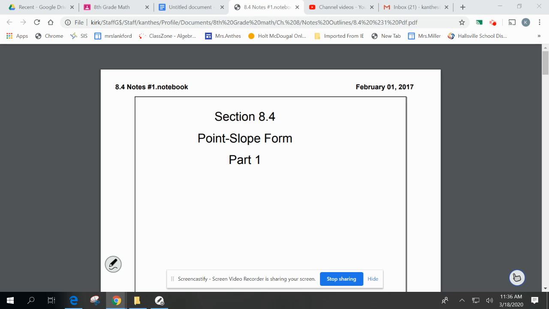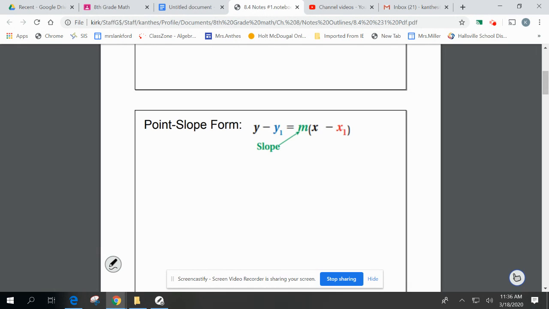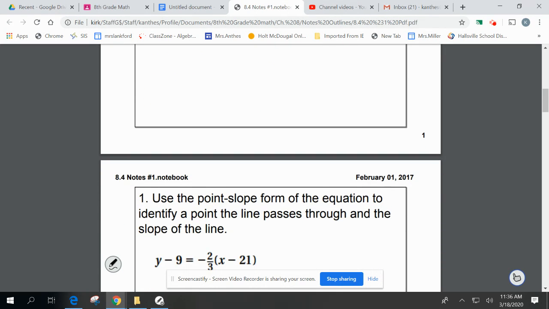Section 8.4 in point slope form, part 1. So this is the example of point slope form. It's a formula, y minus y1 equals m parentheses x minus x1. And this is what we are going to be using during these notes.